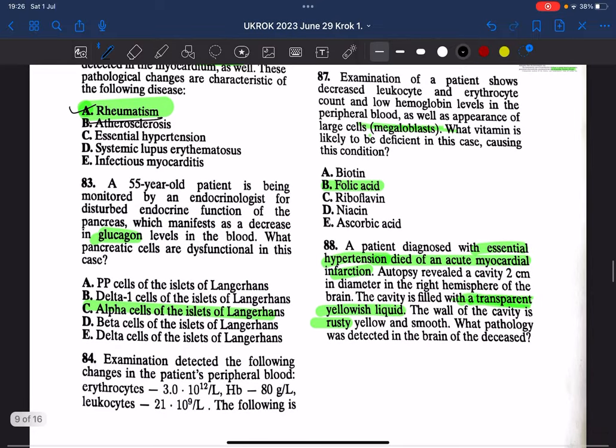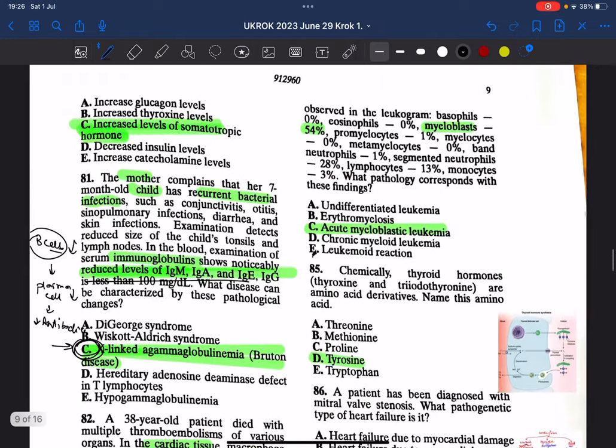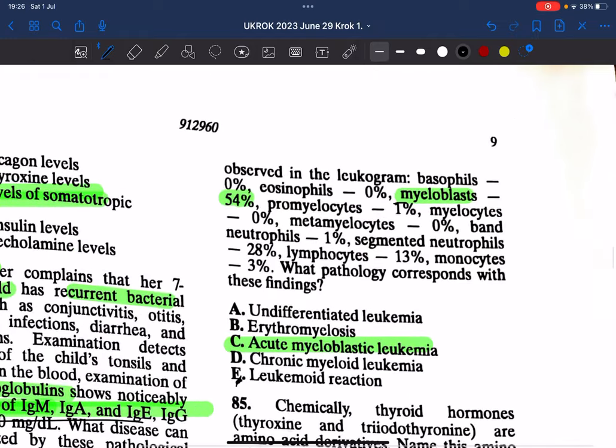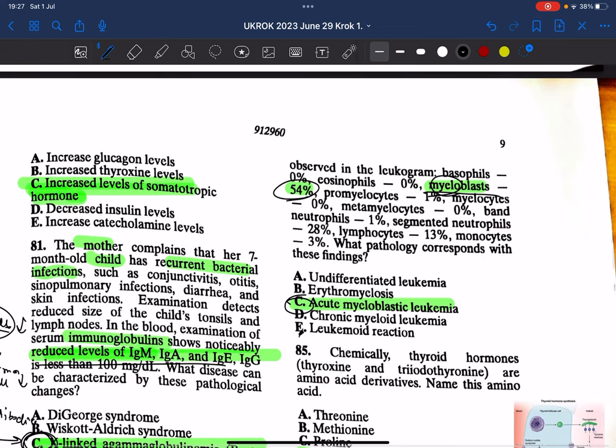Here we see a question where they give us some cell numbers, and pay attention to myeloblasts, 54%. This means we have acute myeloblastic leukemia. Again, blasts more than 20% means acute leukemia. The type of blasts will tell you which type of leukemia it is. If it's a myeloblast, then it's acute myeloblastic. If it's less than 20% blast cells, this is chronic leukemia.